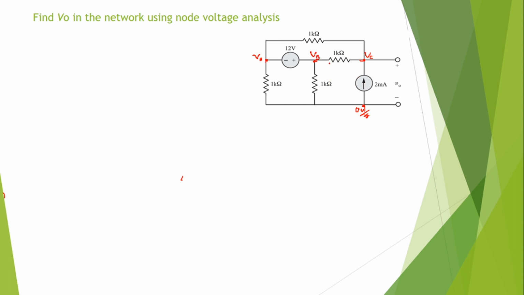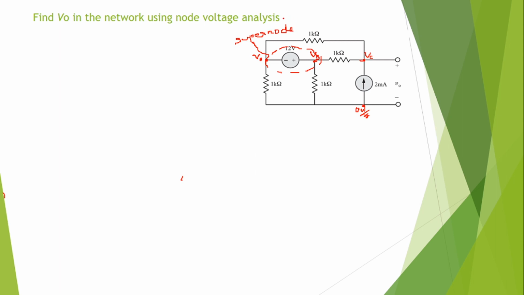Now before applying KCL, we should check whether there is any ideal voltage source connected between two nodes. Yes, in this particular network, this 12 volt ideal voltage source is connected between VA and VB. So VA and VB together now act as a supernode. This is called a supernode.